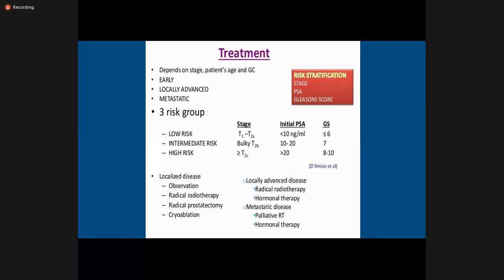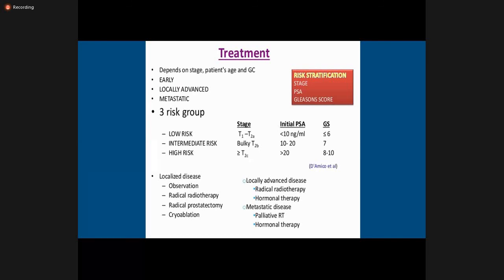Treatment. Before moving on to the treatment in detail, we have to know that in staging, there is the PSA and there is a Gleason score. All these three things will tell you whether the patient is in the low risk group, the intermediate risk group, or the high risk group. So we have to divide these patients into these risk groups.